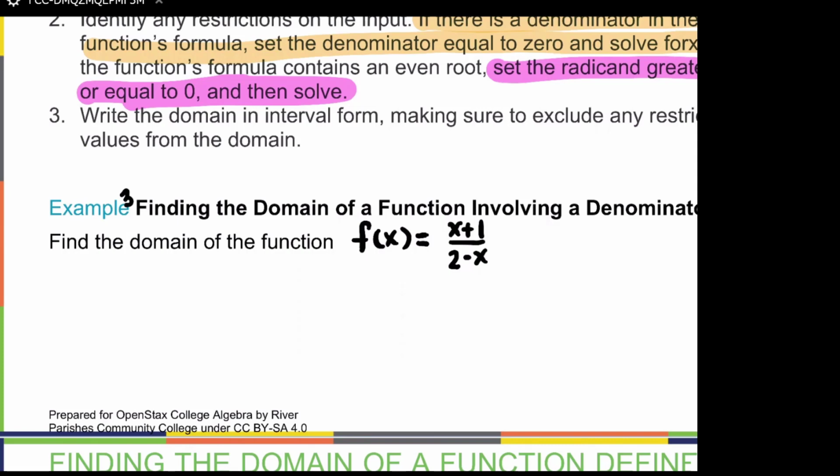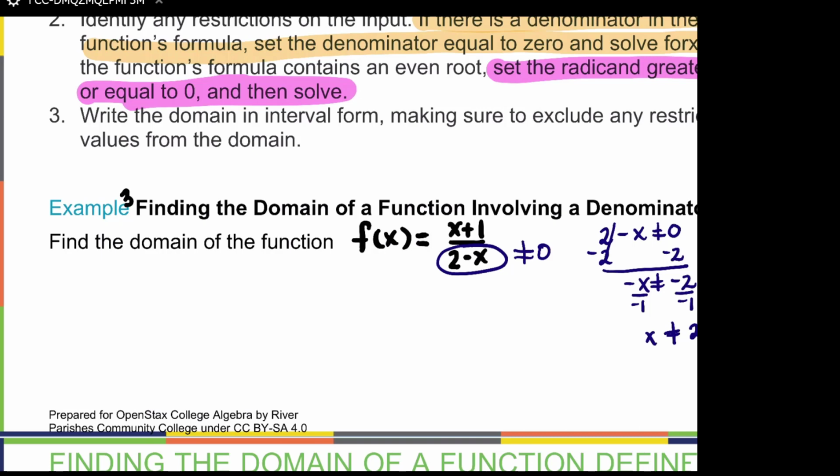But let's see. If we had x plus 1 over 2 minus x, this denominator can't equal 0, because if that equals 0, then the whole function will be undefined. So what we do to find the domain is we set that equal to 0, or I like to go ahead and set it not equal to 0, and solve. We subtract 2 from both sides, and we get negative x isn't equal to negative 2, and then get rid of that negative by dividing by negative 1, and so x can't equal positive 2.